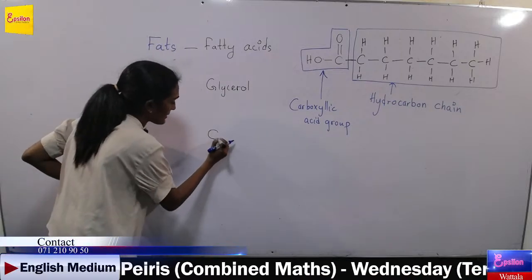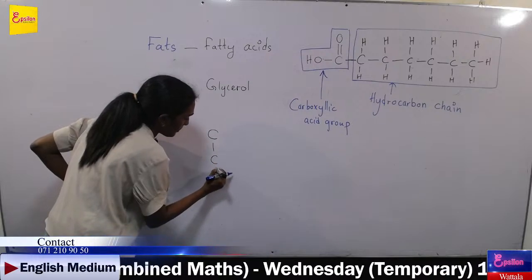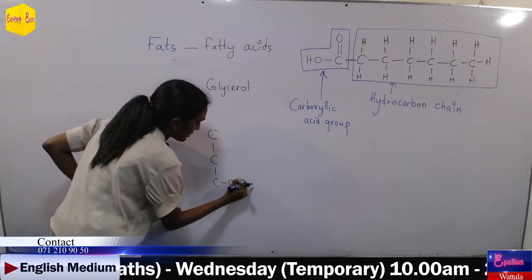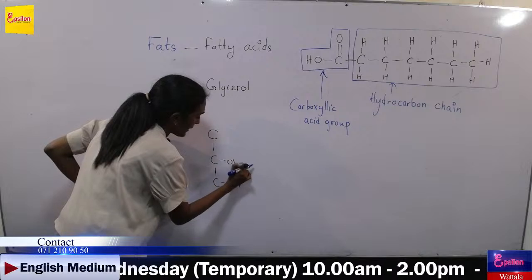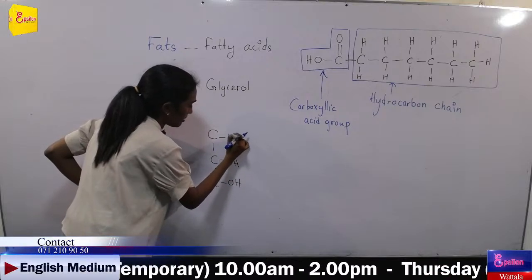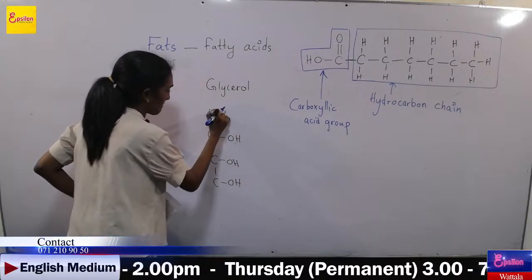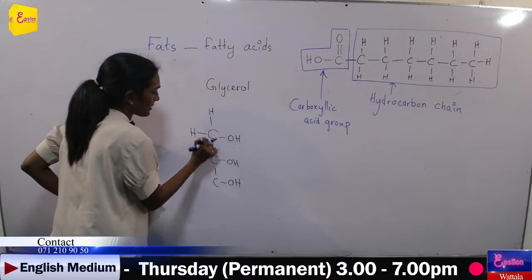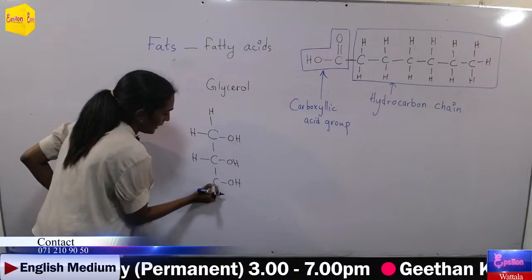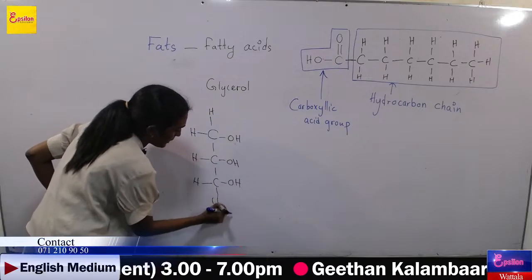Then glycerol, I will draw it and show you. Glycerol is like this, a 3-carbon compound. 3 OH groups are there. All others are hydrogen. This is glycerol. Understood now? Alright, go to the writing book and draw this one, everyone.